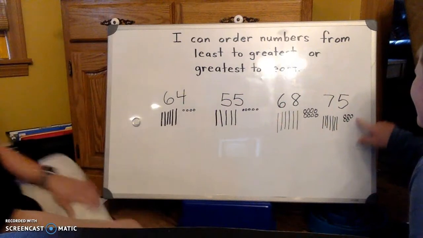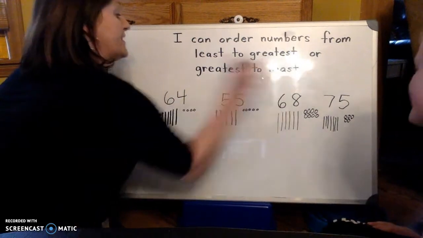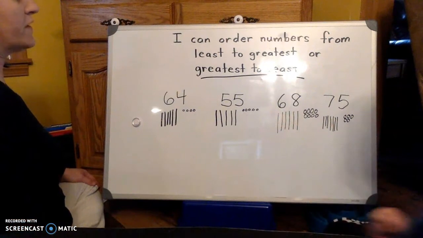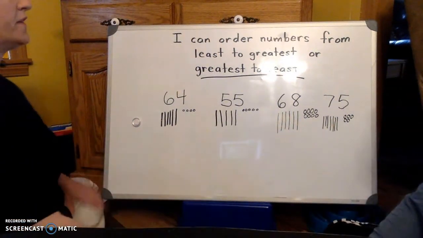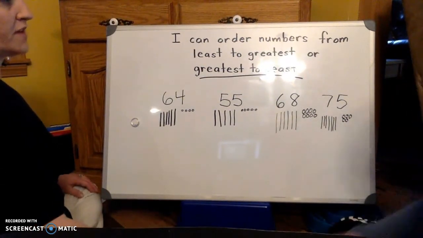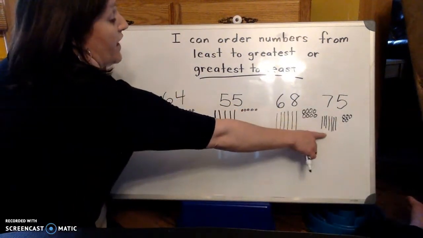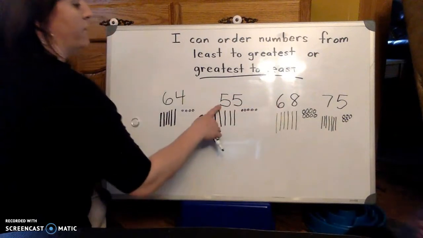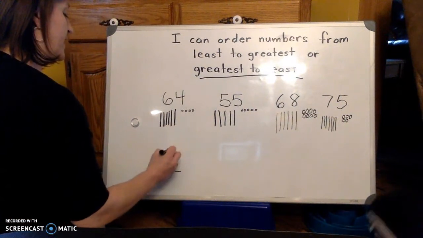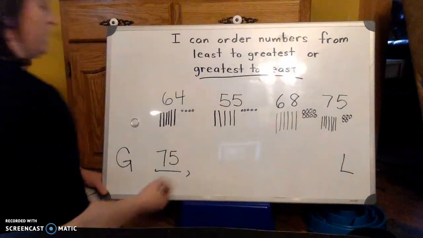So. All right. Now, this time we're going to go from greatest to least. So that means the largest number is going to come first. So we're going to look at the tens place, and we're going to see which one has the most amount of tens. Which one, Ashton, has the most tens? 7. Yeah, because 7 tens is 70, which is greater than 60 and 50 and 60. So the first one will be 75, greatest to least.